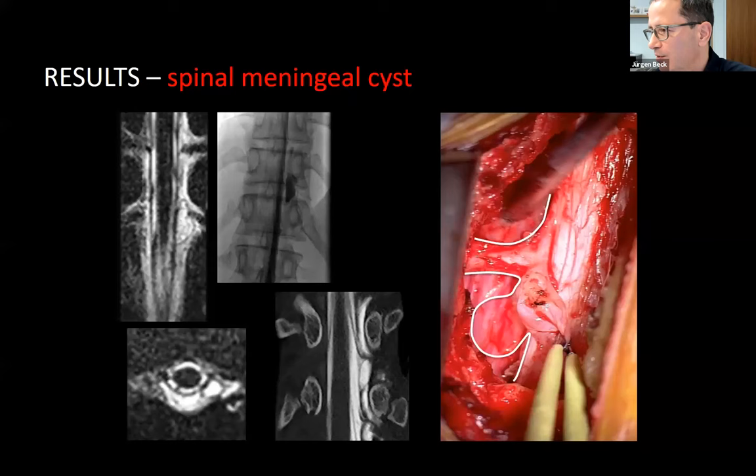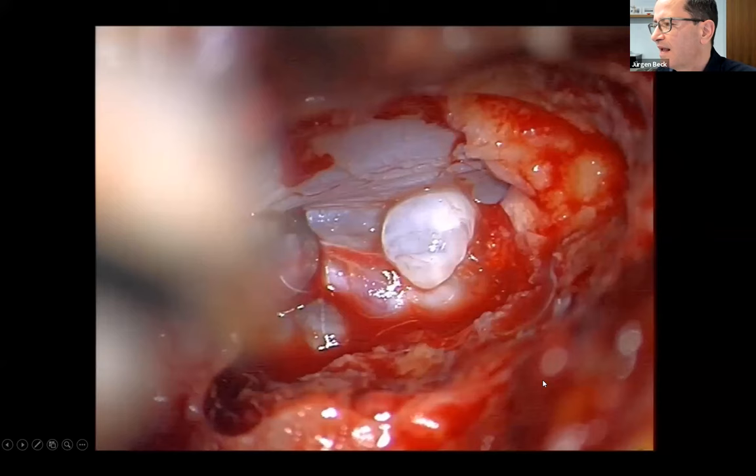And you can see this, this is a case done from Bern. We did a larger opening, and you have this scary looking cyst. Here is the root, and here is the thecal sac. If you operate this early on, a couple of weeks after symptom onset, you see this translucent type of membrane, which is nothing but the arachnoid pouching out, and the CSF is oozing underneath these cysts.